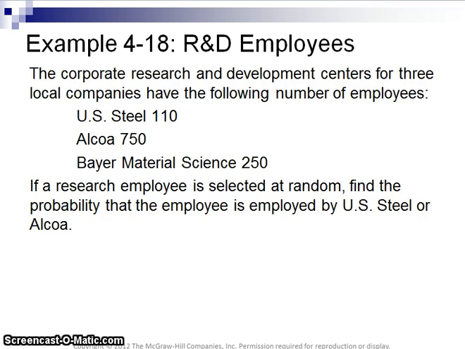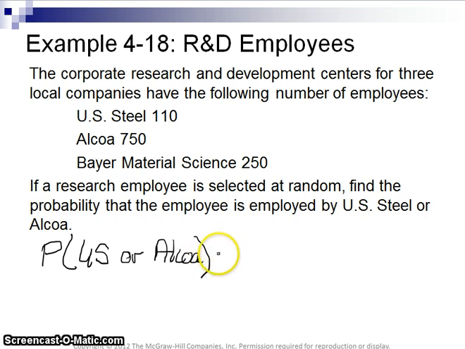Now, when I consider a problem like this, we've got the corporate research and development centers for 3 local companies that have the following number of employees, and that data is given. If a research employee is selected at random, find the probability that the employee is employed by U.S. Steel or Alcoa. So we're looking at the probability of being employed by U.S. Steel or Alcoa. If the events are mutually exclusive, then we're going to take the two probabilities and add them together.